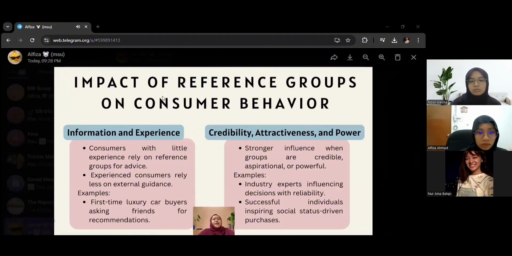Secondly is credibility, attractiveness, and power. The influence of a reference group is stronger when it is perceived as credible, attractive, or powerful. For instance, industry experts or professionals are trusted because of their knowledge and reliability, and consumers often follow their advice when making decisions. Aspirational groups such as wealthy or successful individuals also have a strong impact. This group inspires consumers to emulate their purchasing habits to align with their values or elevate their own social status.